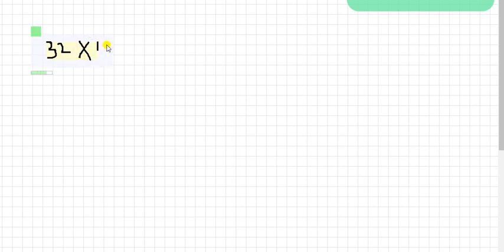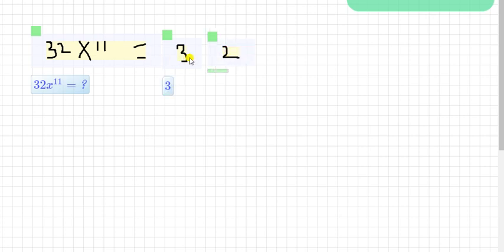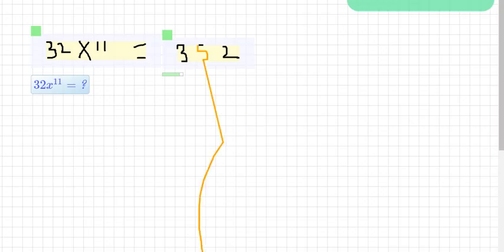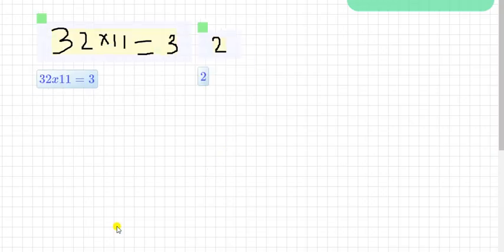I am just going to write this 32, the 3 and the 2, and leave a space in the middle. What we write in the middle is the sum of 3 and 2, that is 5. So it becomes 352. So 32 into 11 is 352.